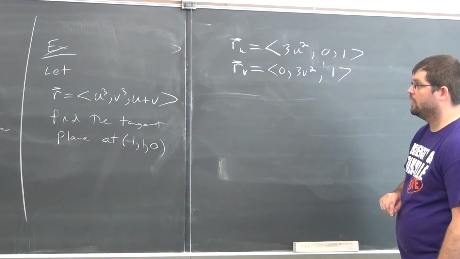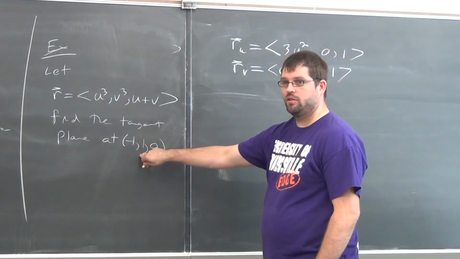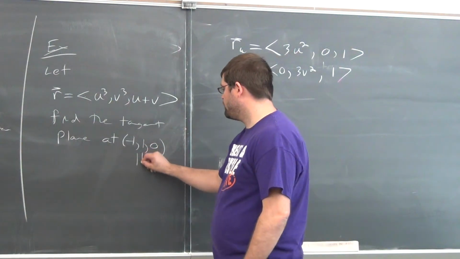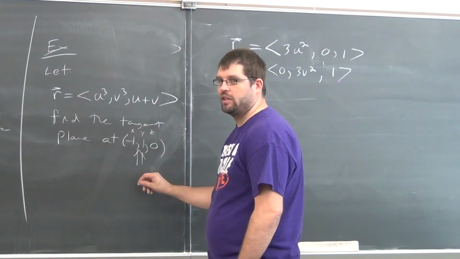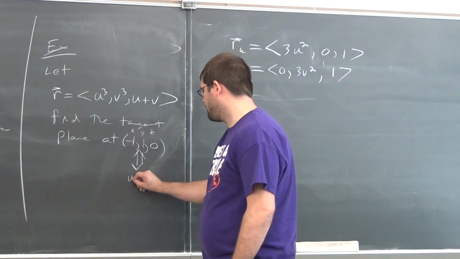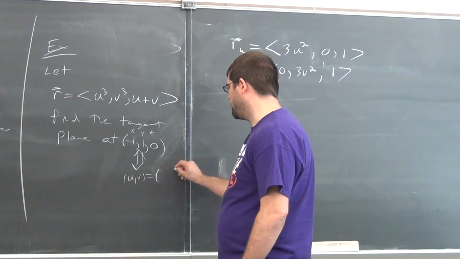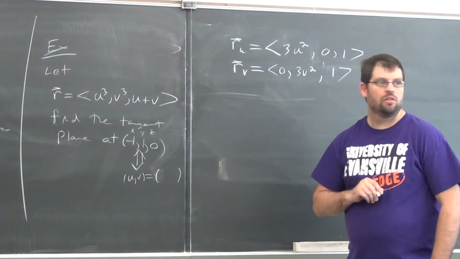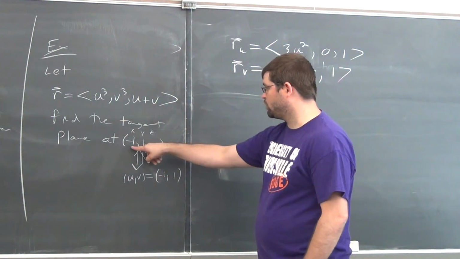Now, I kind of waved my hands at this before. We have a point here. This is a point, x, y, z. It's a point in space. It should correspond to certain u and v values. What are they in this case? -1 and 1.